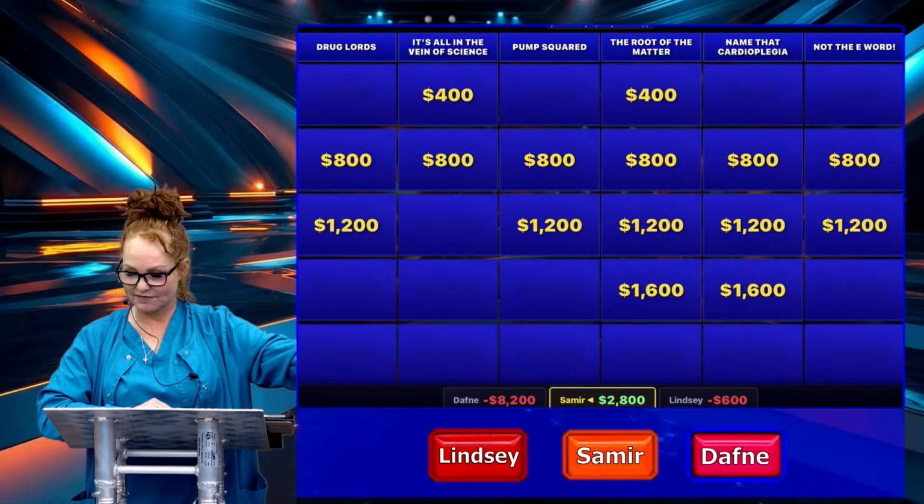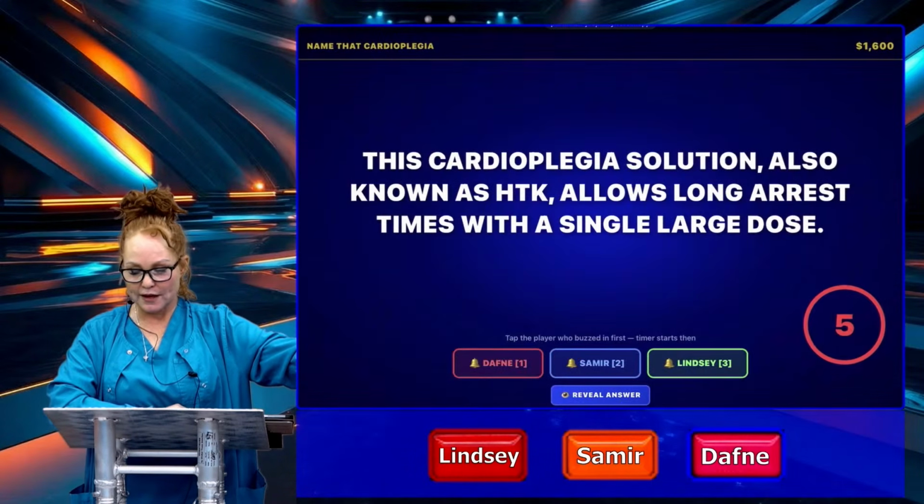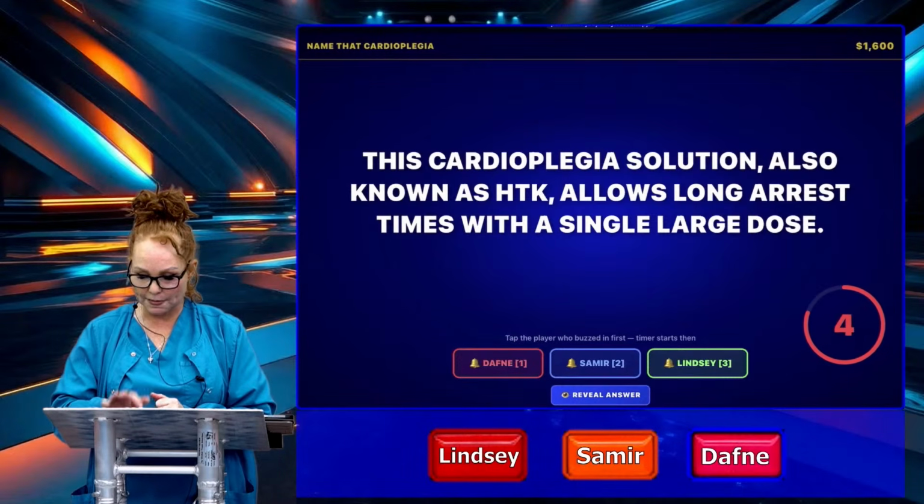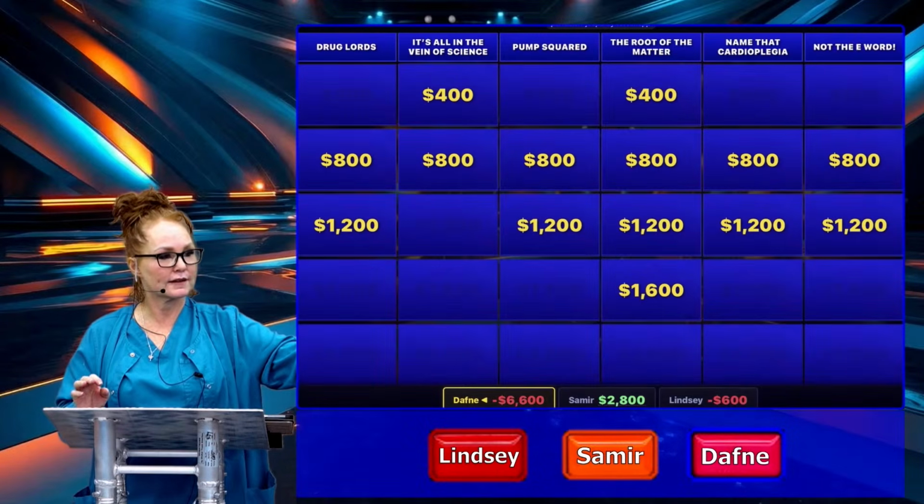Okay, for Samir, name that cardioplegia for 1600. This cardioplegia solution, also known as HTK, allows long arrest times with a single large dose. Daphne, what is custodiol cardioplegia? Good job. That is correct. Daphne, you have control. Root of the matter for 400.